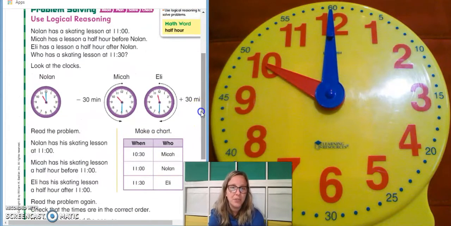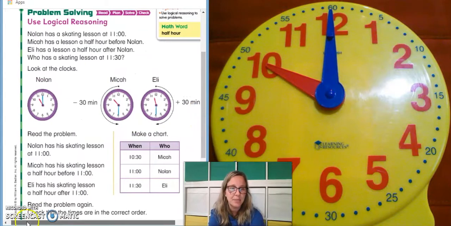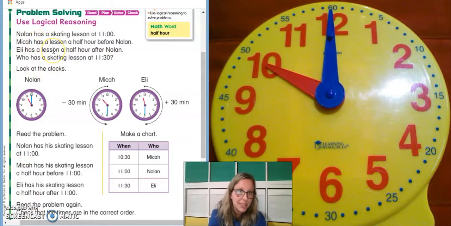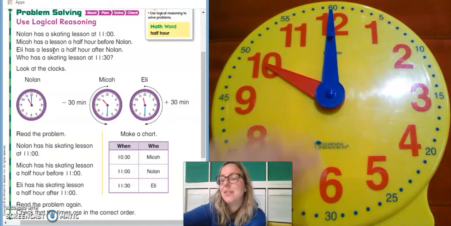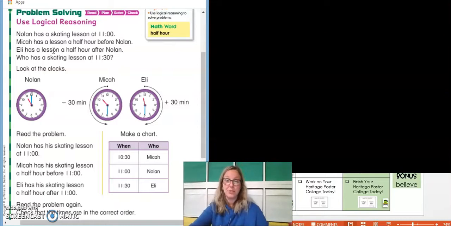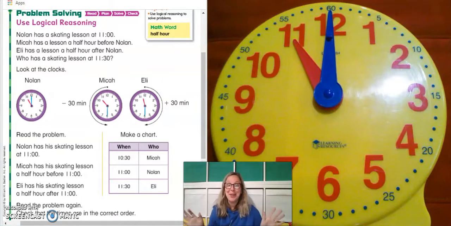And I will read over this first part here with you. It says Nolan has a skating lesson at 11 o'clock. Okay, so let's make our big clock here say 11 o'clock so that we know Nolan, of course, my clock just disappeared. Give me a minute, I'll get it back. Okay, we're back. I don't know what was happening there, technical difficulties.